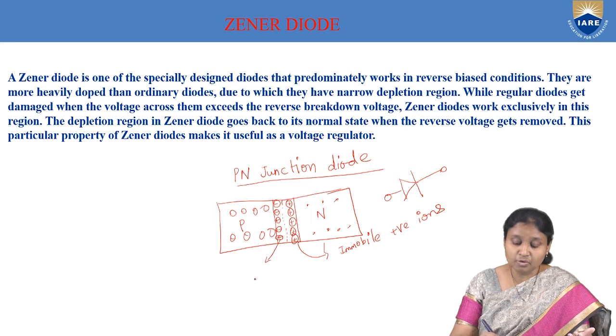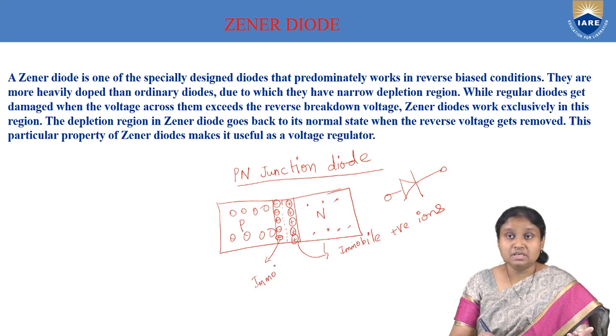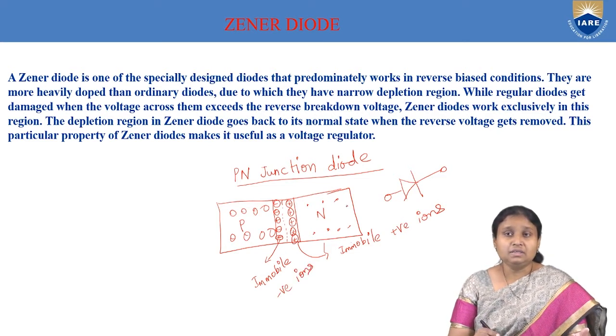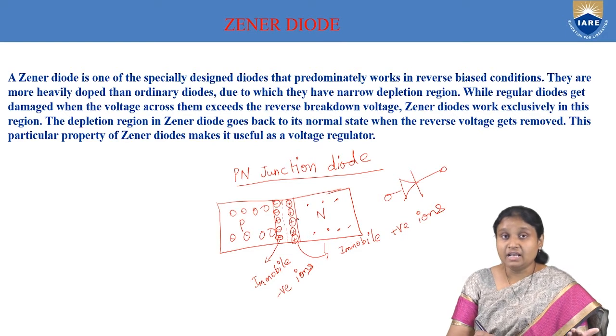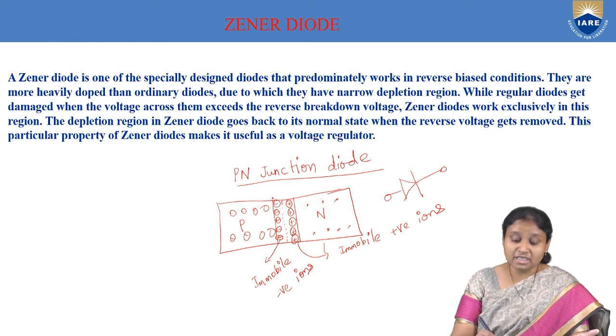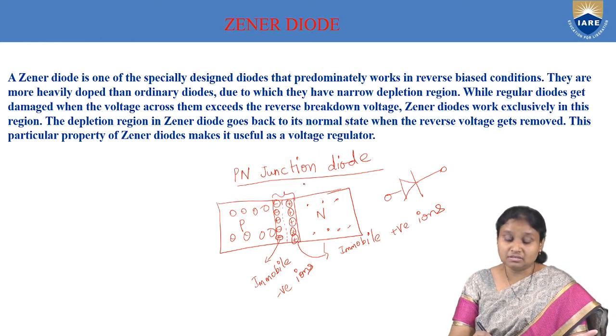So now these are immobile negative ions. As you can see, at equilibrium, we have these immobile ions. There is formation of positively charged ions towards the N side, and formation of negatively charged ions at the P side. Because of this charge separation, a voltage will be developed across the layer, and that voltage is called the barrier potential.